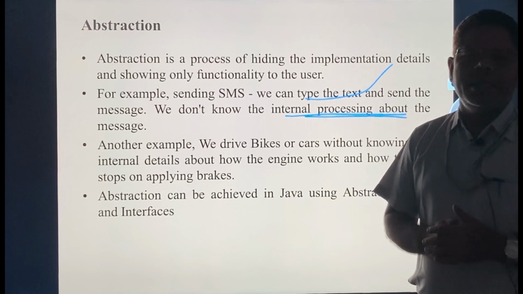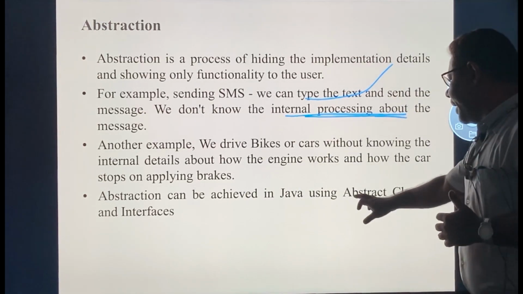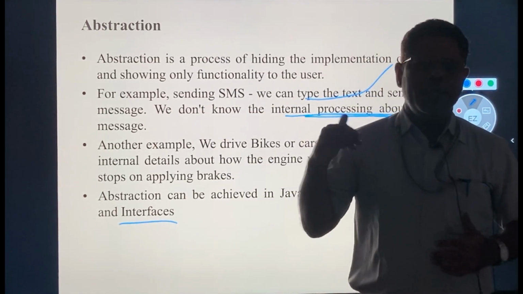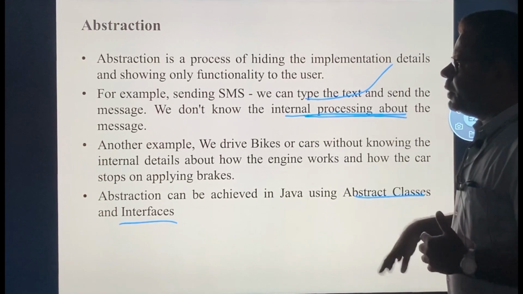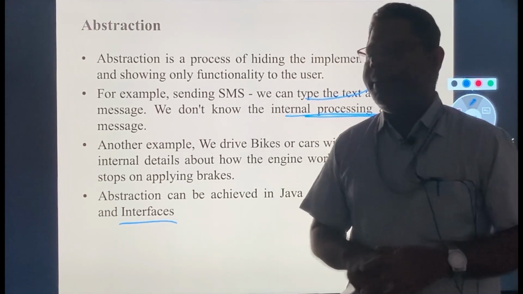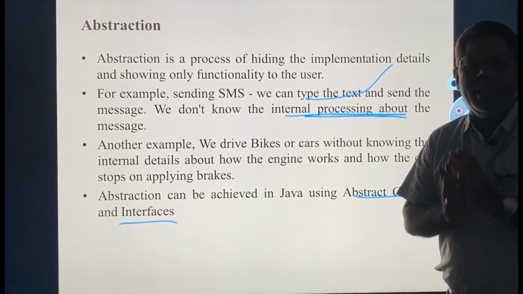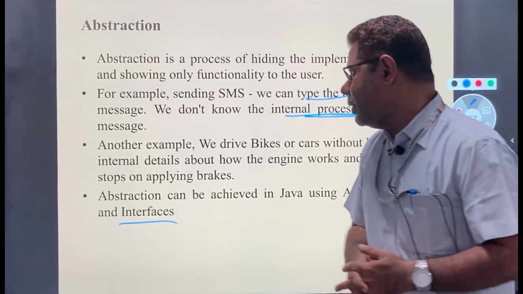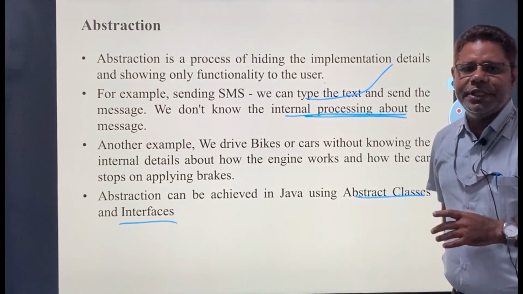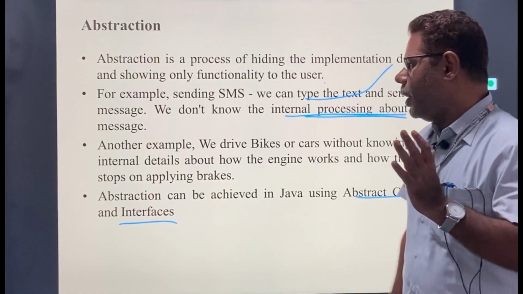Abstraction can be achieved by using the concepts of abstract classes and interfaces. We will discuss these concepts later. So this is the basic idea about abstraction. Abstraction is better in OOPS concepts. Why? Because we hide the implementation details and only show the functionality to the user. This is one of the principles of object oriented programming.